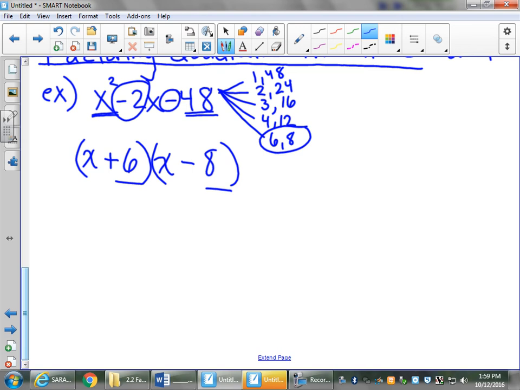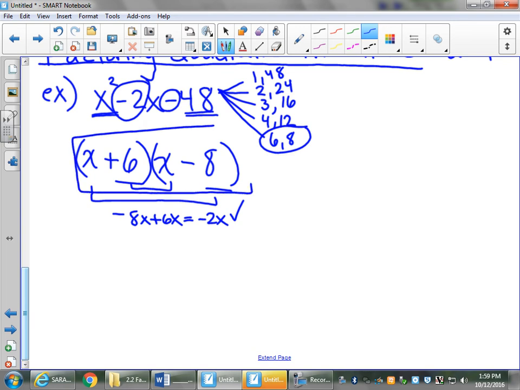If you wanted to double check, as long as you chose 6 and 8 because they are factors of 48, then you don't have to check by distributing it all out. You could just check the outer and the inner terms, which would be negative 8x plus 6x, which does add to negative 2x, which matches the original trinomial. So the answer to this question would be x plus 6 times x minus 8.